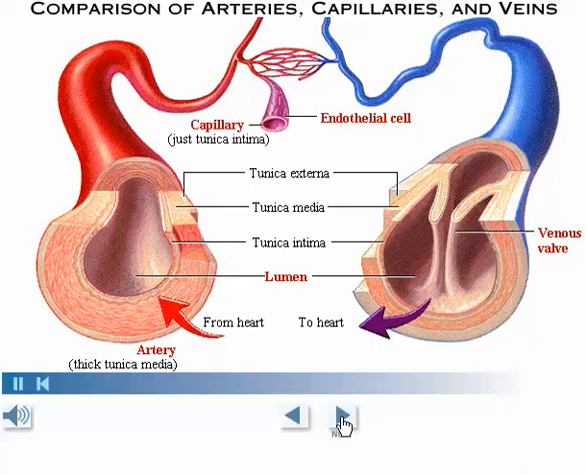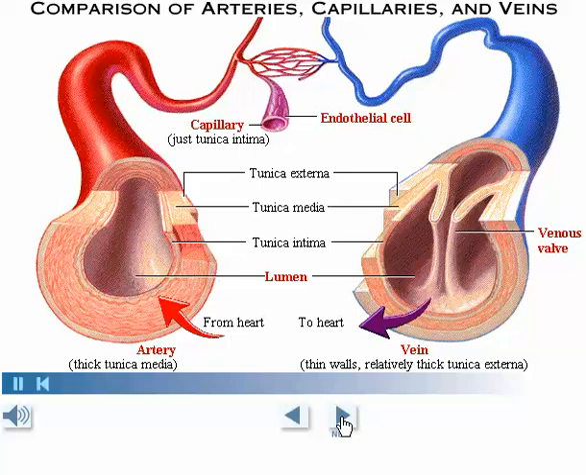Capillaries are the smallest vessels, the link between arteries and veins in the pathway of blood. Capillary walls consist of just a thin tunica intima, making them ideally suited for their role, the exchange of materials between the blood and interstitial fluid.